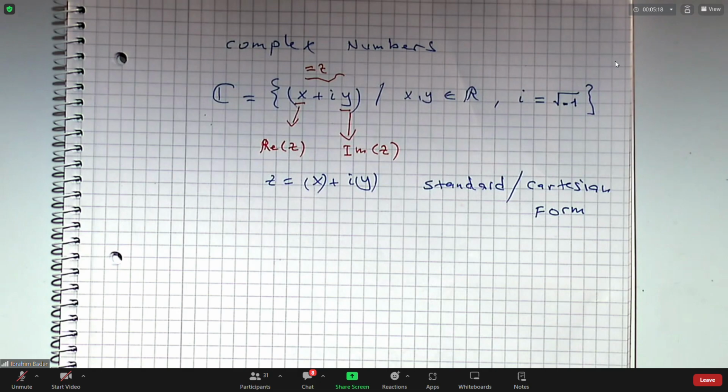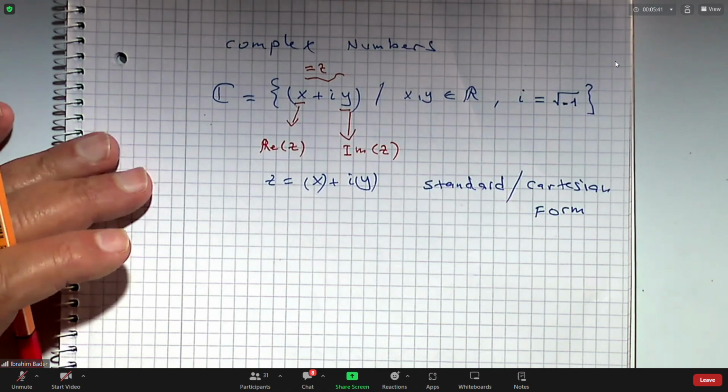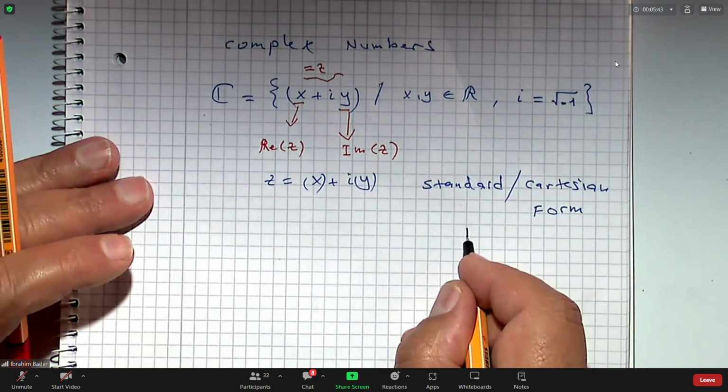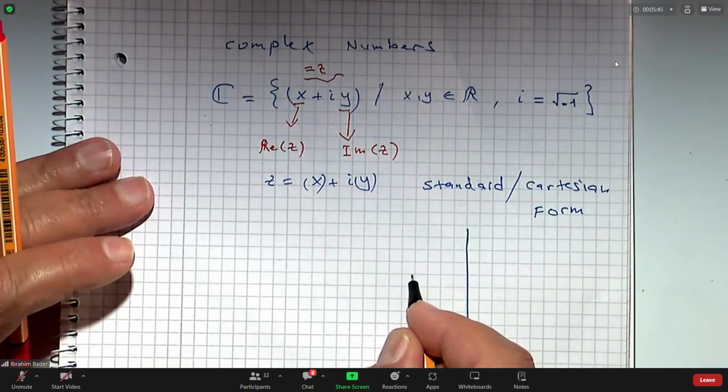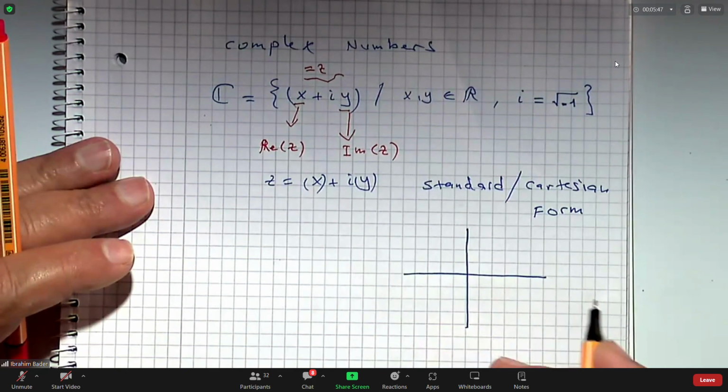Okay, so I think last time we defined, let me see where we stopped, the complex numbers. I think we even started with multiplication, right? But just let me do it quickly. So first of all, we are going to represent a complex number in the XY plane.